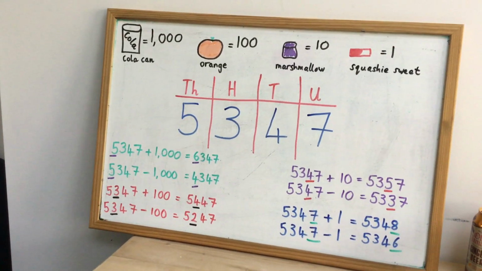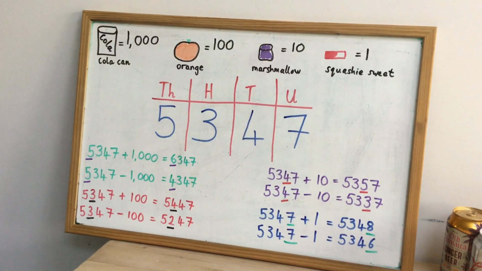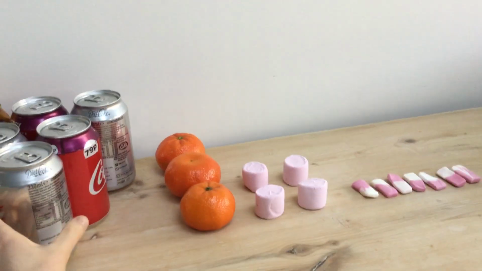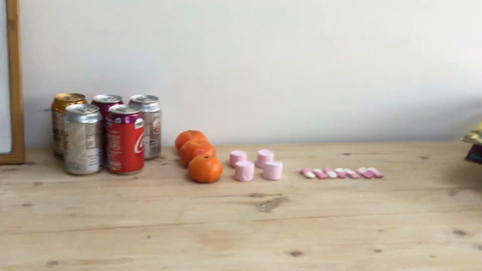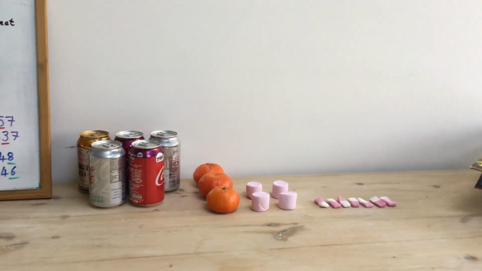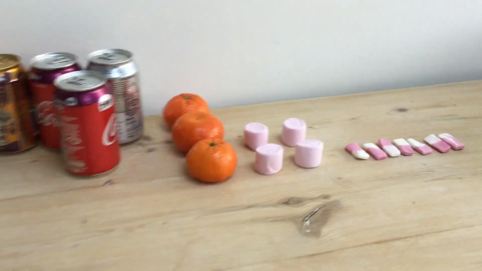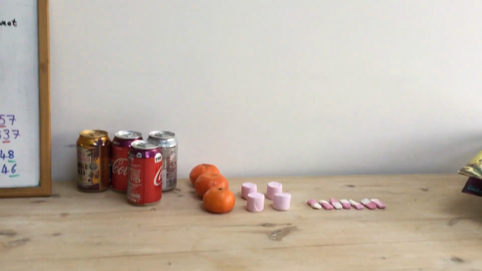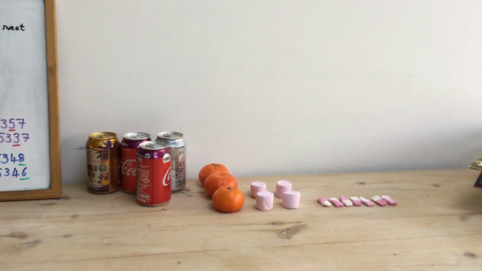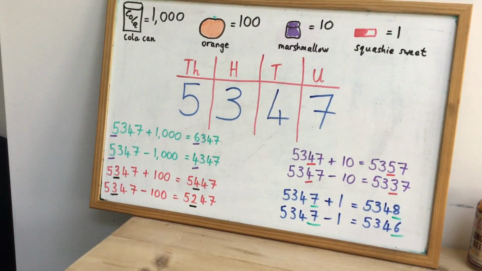You'll notice the only number that has changed when you add 1,000 is the thousands digit. It's gone up by 1. So the 5 has become a 6. Now if I take that can away and go back to my original number, what about if I wanted to subtract 1,000? Well, just like with the adding 1,000, instead I need to take one away. So if I take one of my cans away, the number that I've been left with is 4,347. And you can see in the green, that calculation is represented there.